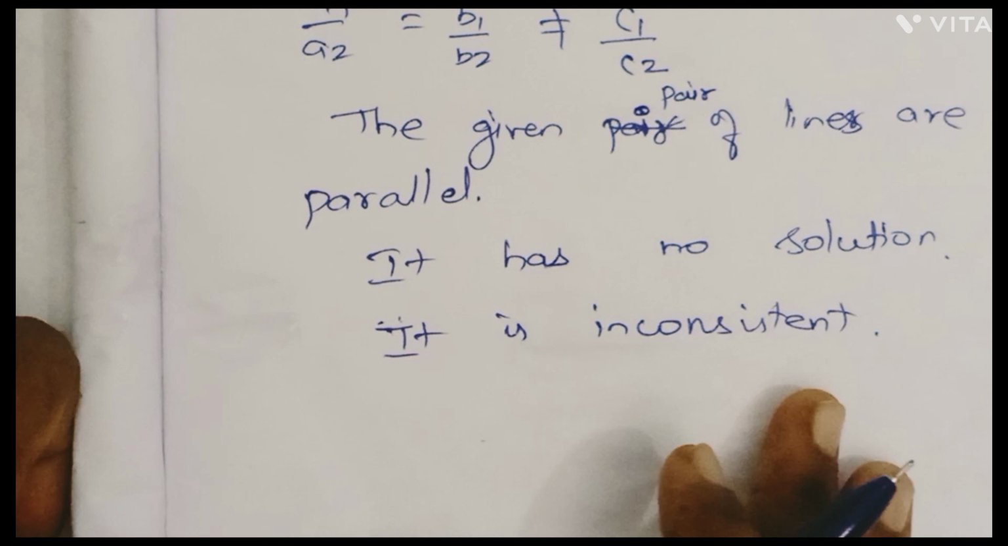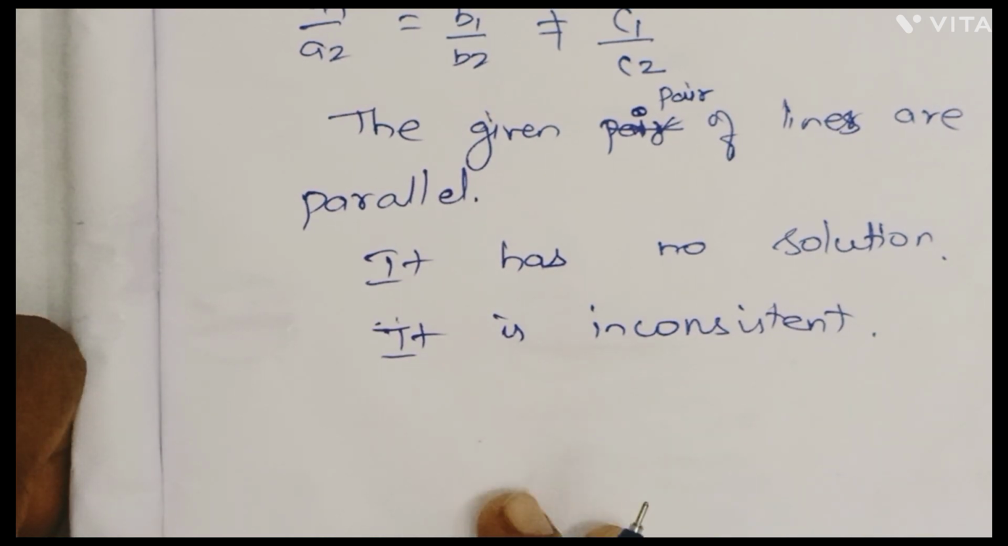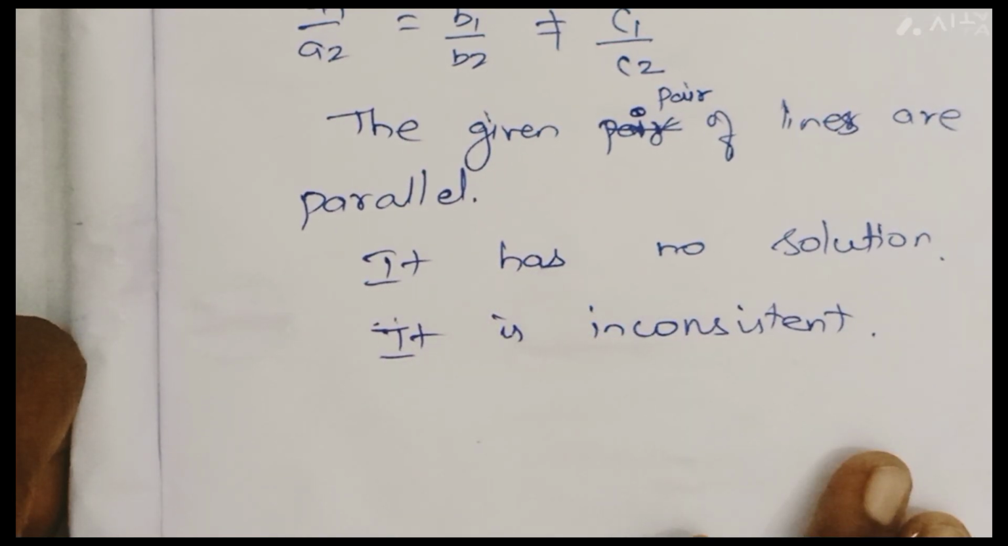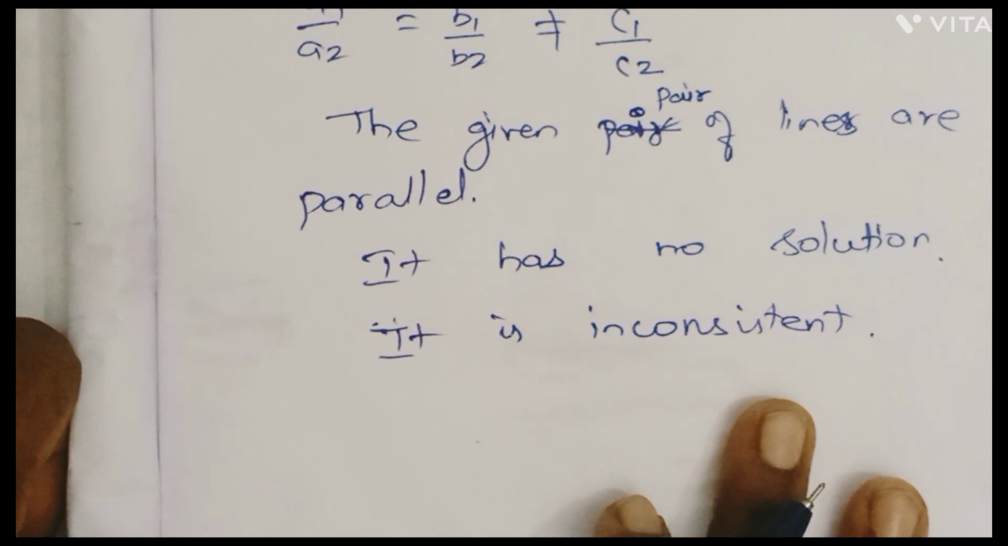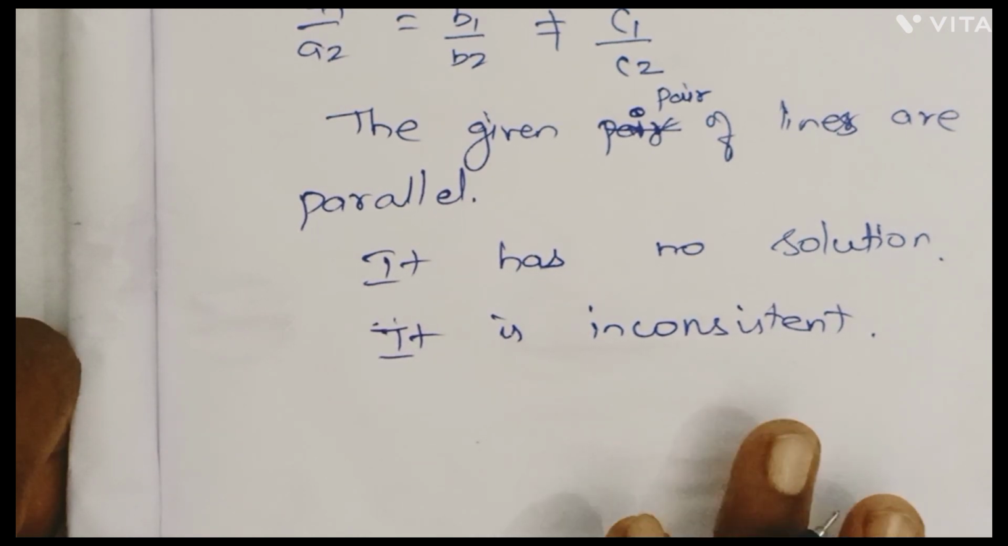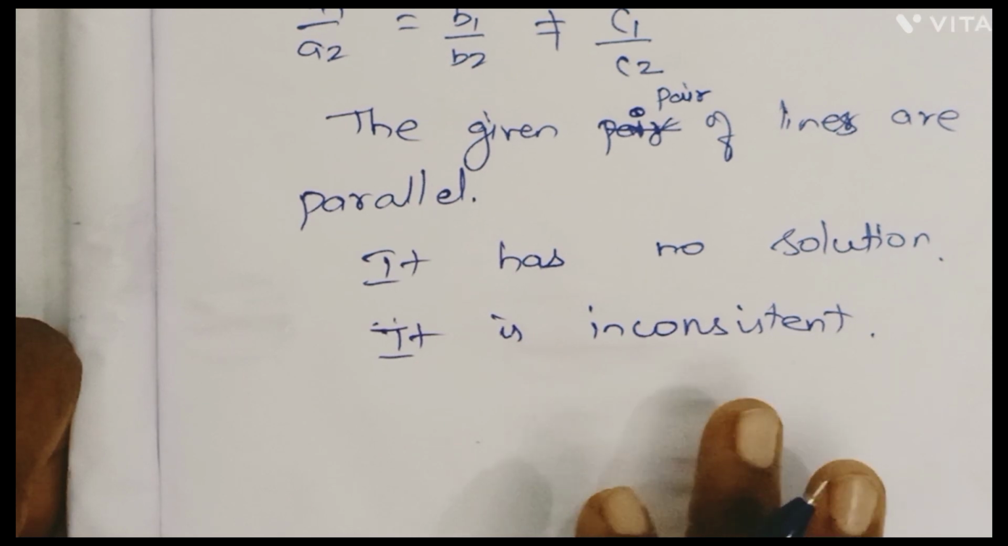So then there is no need to find out graphically. If it is consistent, then we need to use the graphical method. So here it is not consistent, so there is no need to use the graphical method.